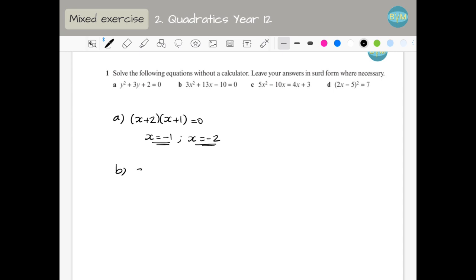For the second one, when we have to factorize a quadratic and the coefficient of x squared is different from 1, we are looking for two numbers that multiply together to give me the product of a and c, so minus 30, and added together give me 13, and that's going to be 15 and minus 2. And then this 13x, I write using this information. This is going to be 15x minus 2x. So I have 3x squared plus 15x minus 2x minus 10.